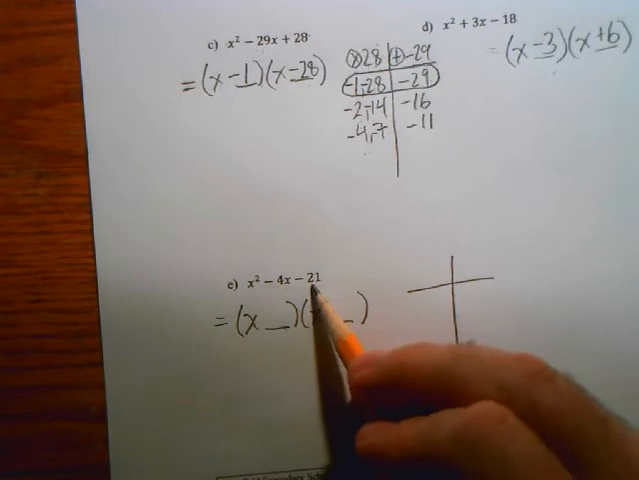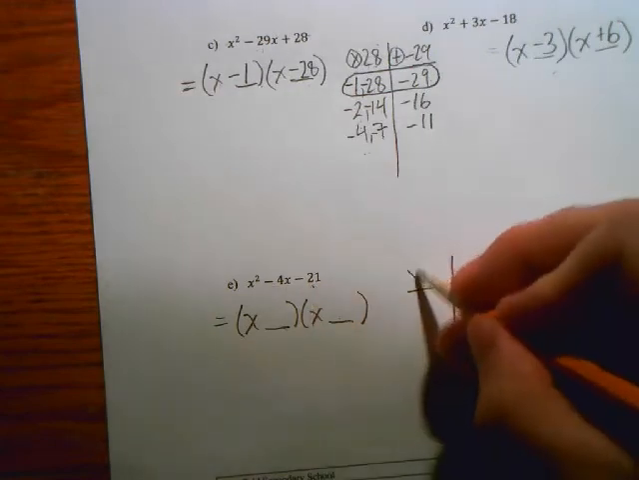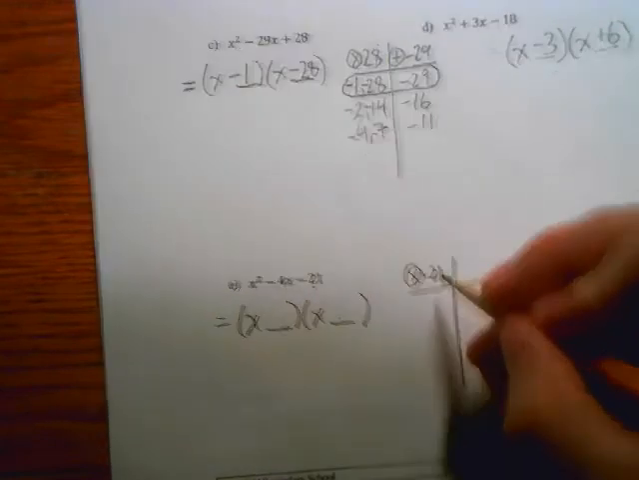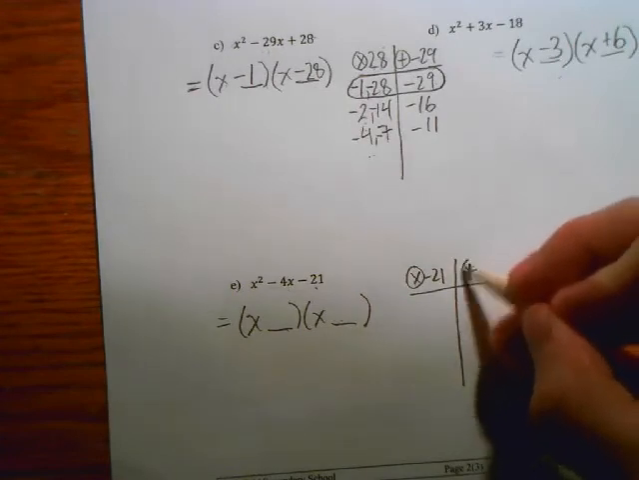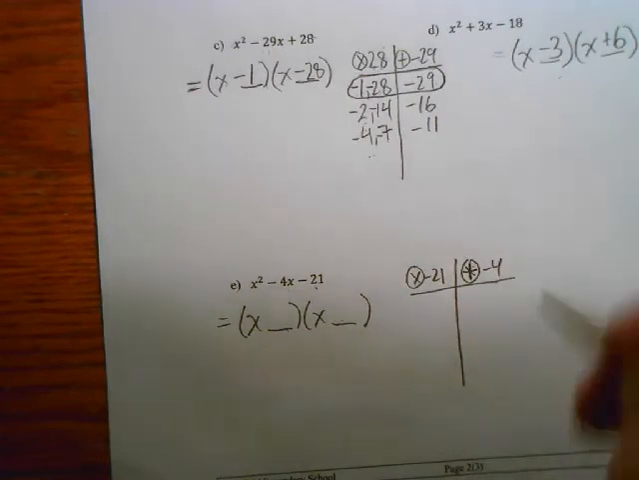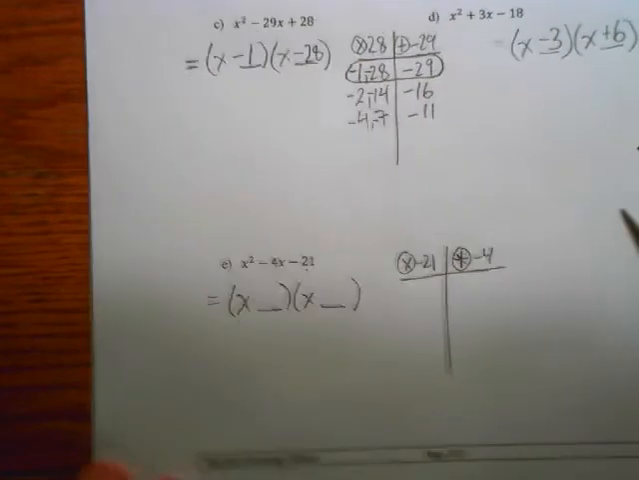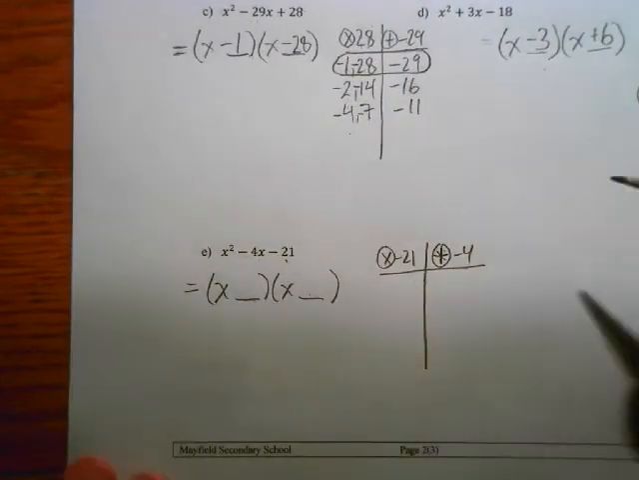Well, we know they multiply to that. So multiplies to negative 21. And they add to negative 4. So add to negative 4. So what are the factors of 21? Again, don't worry about the negative yet.